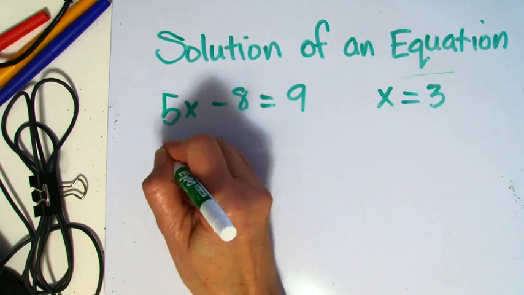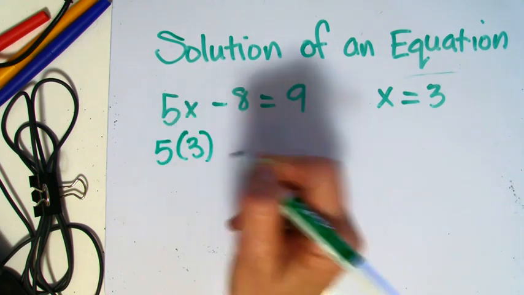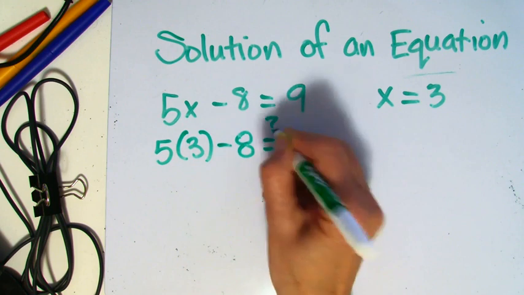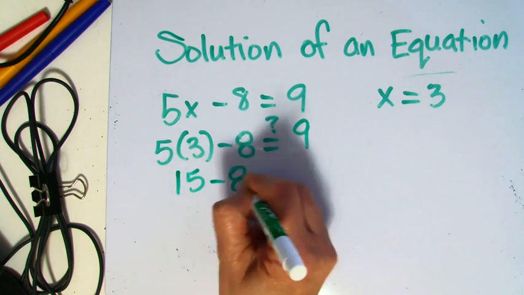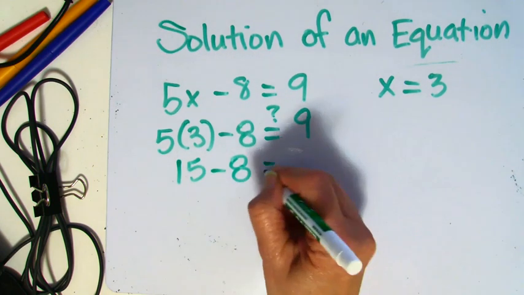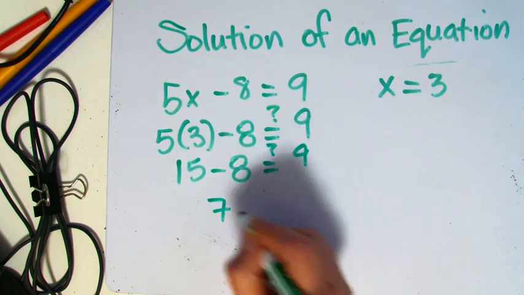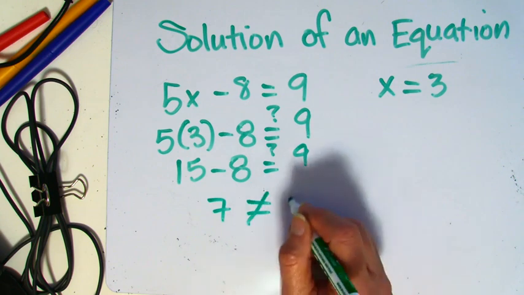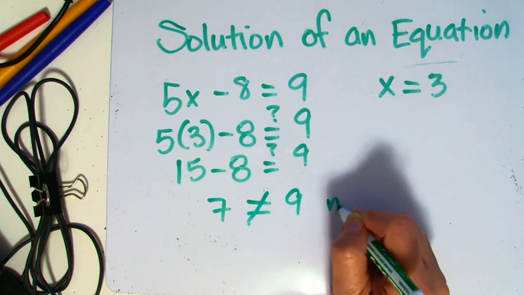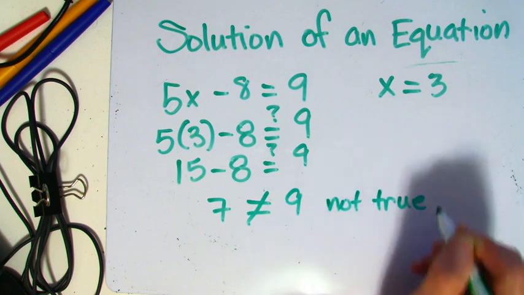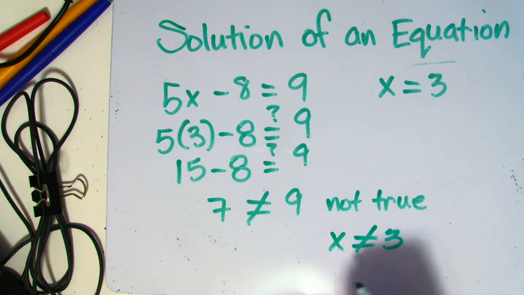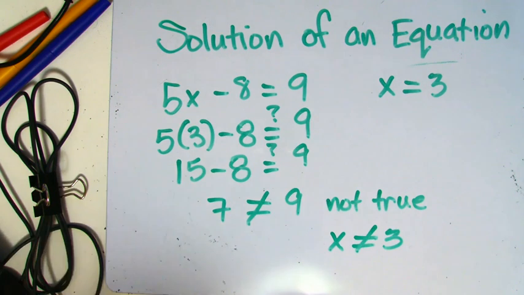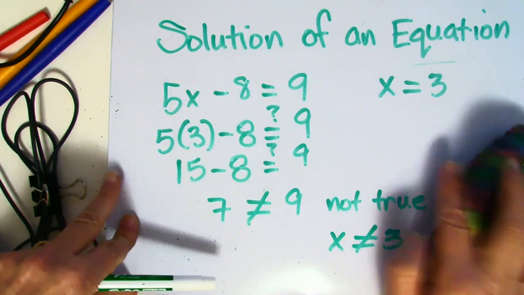So I'm going to plug in the 3, so it'll be 5 times 3 minus 8, and we want to know, is that going to be equal to 9? This is 15 minus 8, so we're still wondering, is that 9? That's actually going to be 7. So 7 is not equal to 9. This is not true. So x is not equal to 3. And so we'll have to come up with another solution. But for now, we're just plugging in numbers. Let's do one more problem.